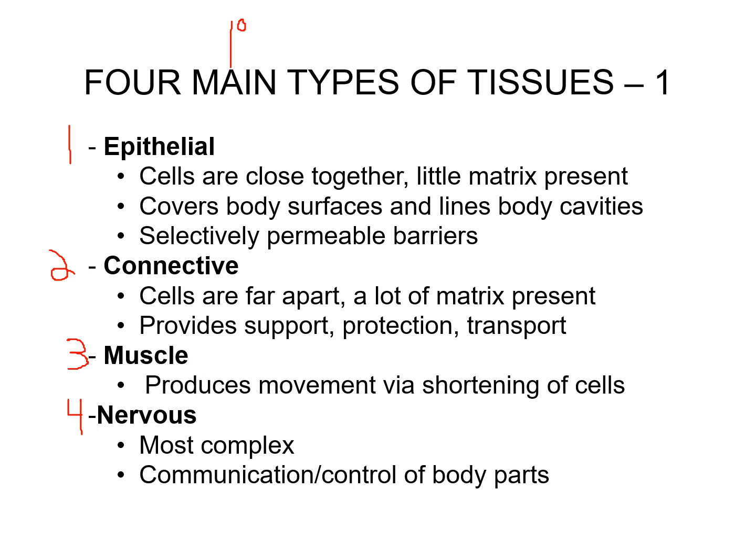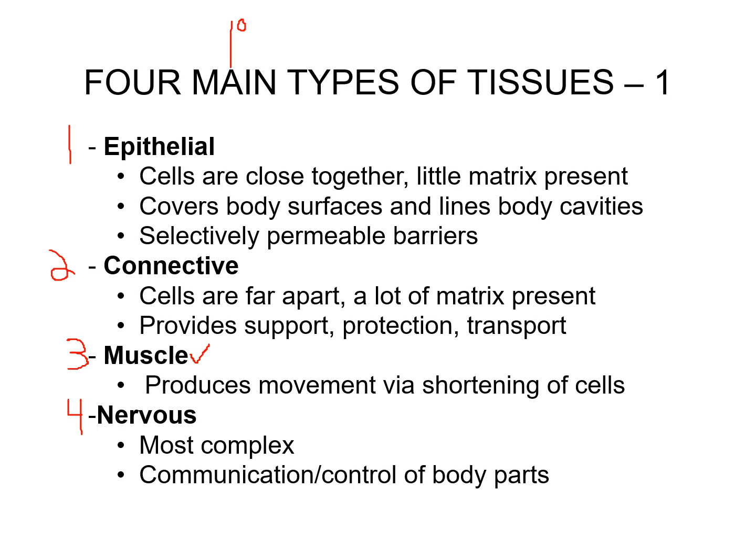So if we're talking about the underlying part of your skin, it has to fall under one of these 4. If we're talking about the muscle in your heart, it has to fall under one of these 4. You can kind of guess which one, right? Muscle. If we're talking about the cells in your spinal cord, it has to be one of these 4. So let's introduce these 4 types.